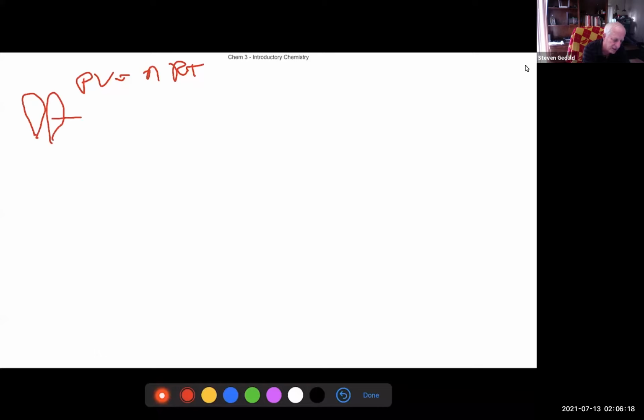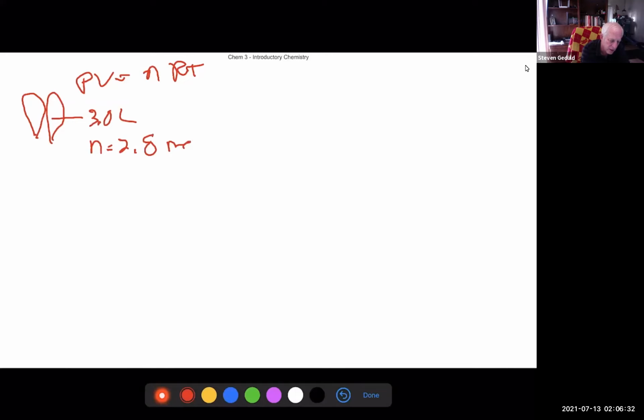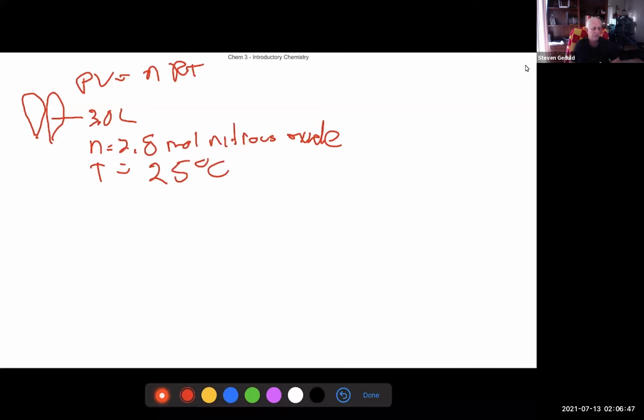Inside the balloon, there's going to be a certain pressure. The volume of the balloon is 3 liters. You have 2.8 moles of nitrous oxide inside each balloon. And the temperature in the balloon is room temperature, which is roughly 25 degrees centigrade. What is the pressure of nitrous inside each balloon? Which means how fast it's going to go in your lungs when you suck on these nitrous balloons, right?